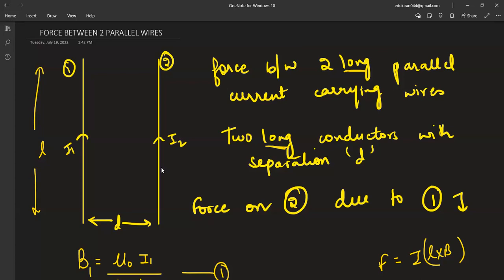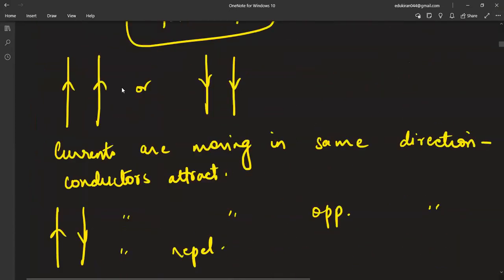Now, what about the directions, in force between two parallel wires? This is the easiest. Do not apply any hand or thumb rule. Just remember, if it's the same direction, see, I think I have written it also for you. Either both the currents are upwards, I1, I2, or both the currents are downwards. This is I1, this is I2. This is the same direction, either upwards or downwards, so conductors will attract.